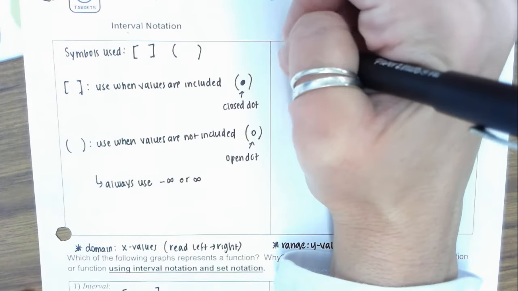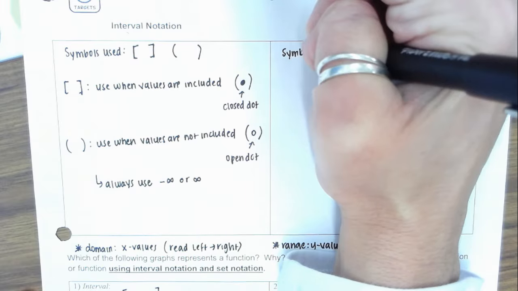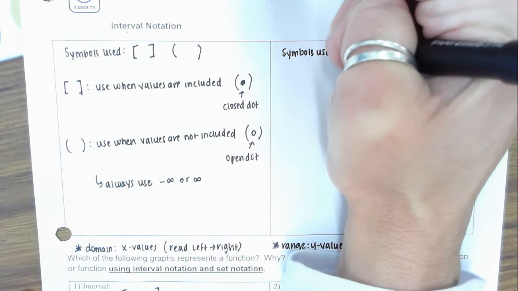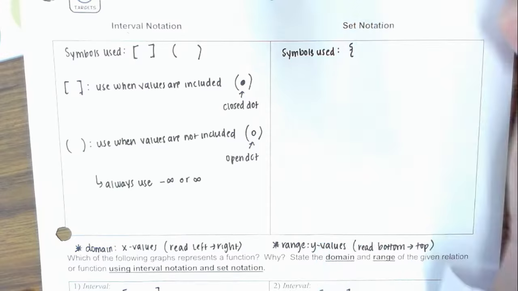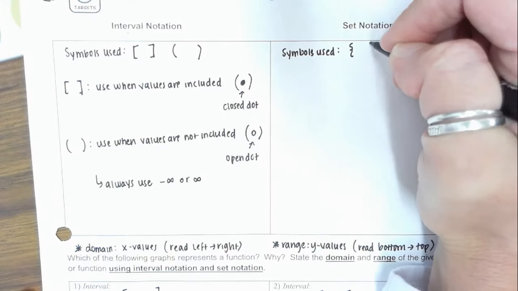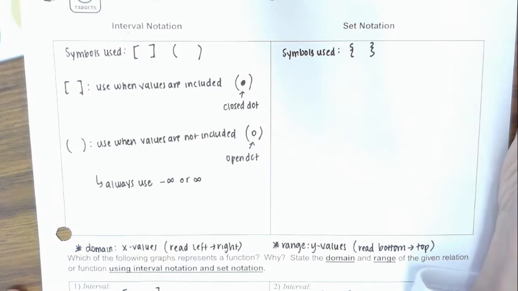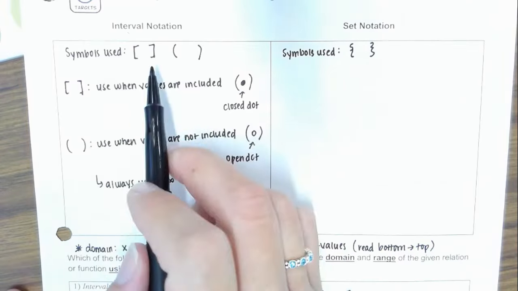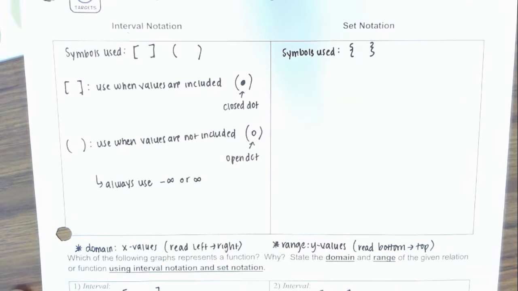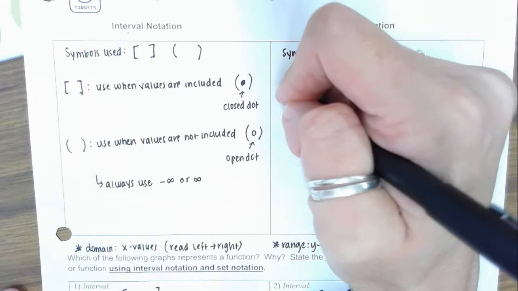So the symbols that we use for set notation are a little bit different. We call these the curly brackets, and do your best to draw these. I know these are kind of hard to draw, but those are the symbols used always for set notation. There aren't different symbols depending on when values are included or not included. It's always going to be the curly brackets. So we write the domain and the range, and it looks a little bit weird. So let's start with the domain.